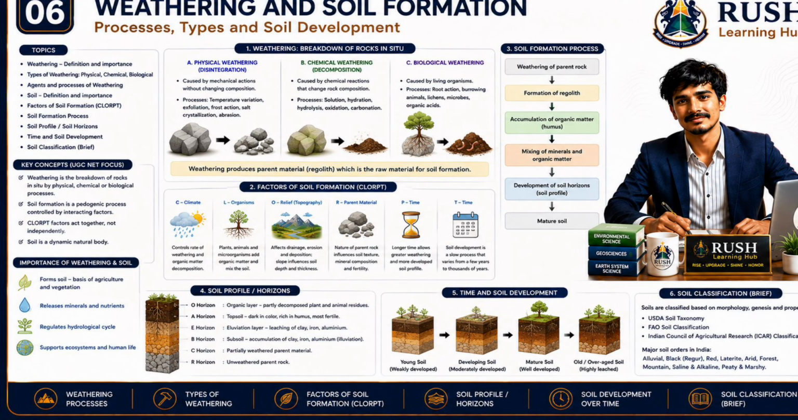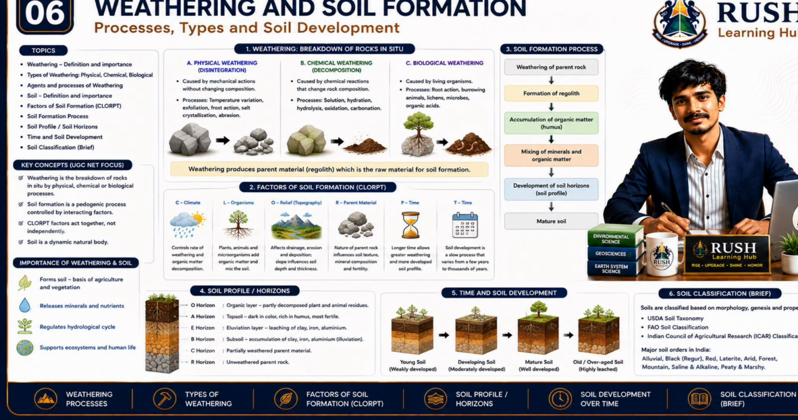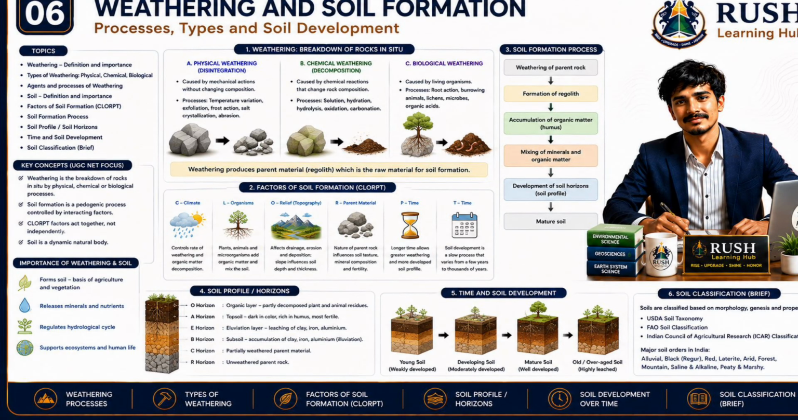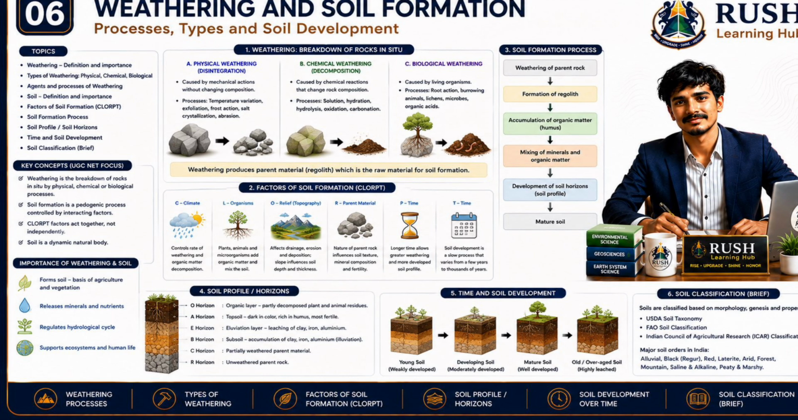Eventually, transported materials settle down through the process called deposition. Deposition occurs when the transporting medium loses energy and sediments accumulate in new locations. Examples include river deltas, floodplains, sand dunes, beaches, and glacial moraines.